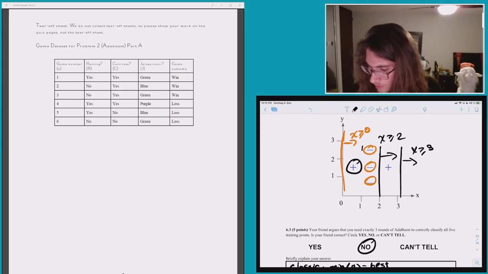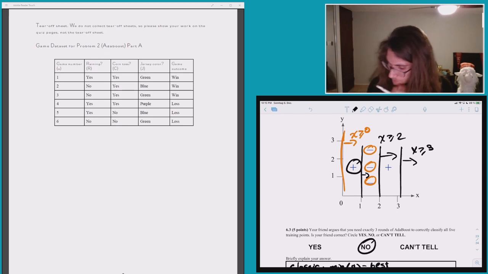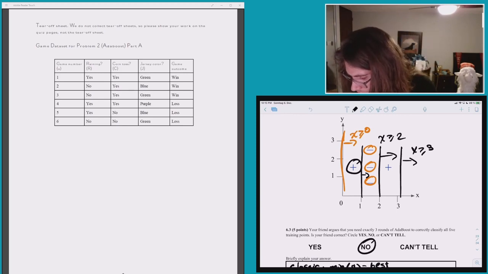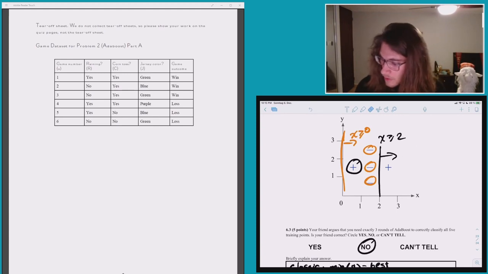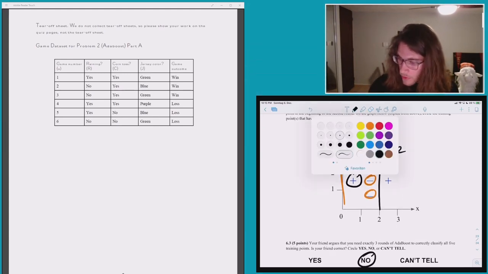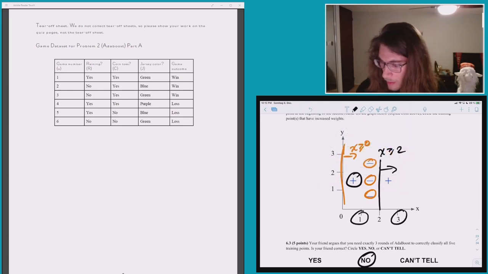And likewise, the errors that x is greater than or equal to 1 commits are a superset of the errors that x is greater than or equal to 0 commits. I'm staring at the points to make sure that what I'm saying is correct. Yes, the mistakes that it makes are a superset of x is greater than or equal to 0. So in reality, those two classifiers will never be picked.